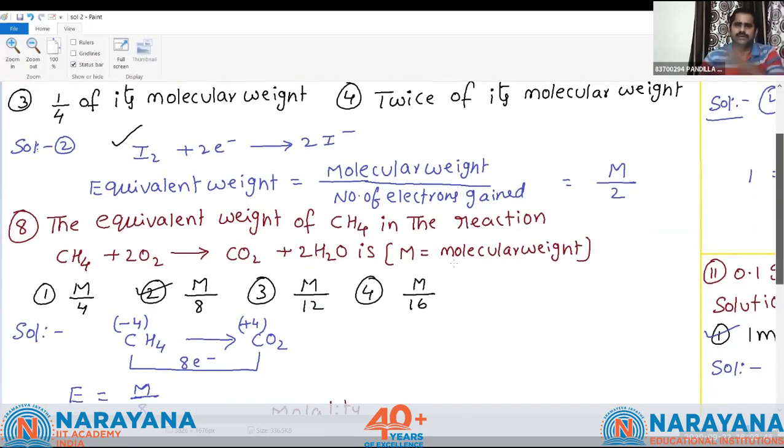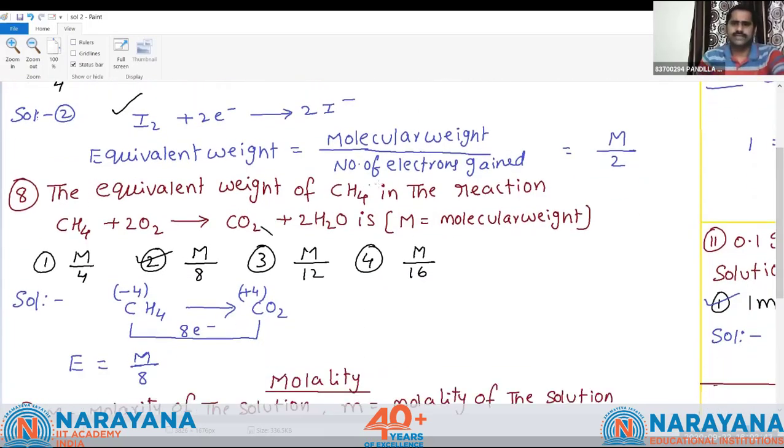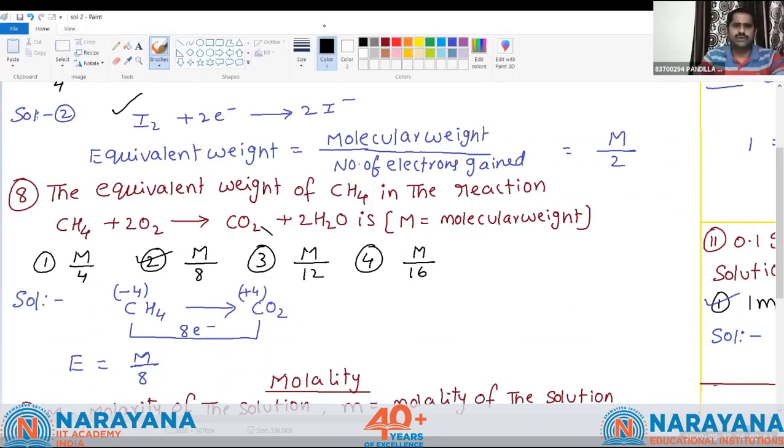Now 8th question. The equivalent weight of CH4 in the reaction. In the given reaction, you observe CH4 is changed to CO2. CH4 is changed to what? CO2. So that's why, in the solution below, I give an explanation. In that explanation we have conversion of CH4 to CO2.